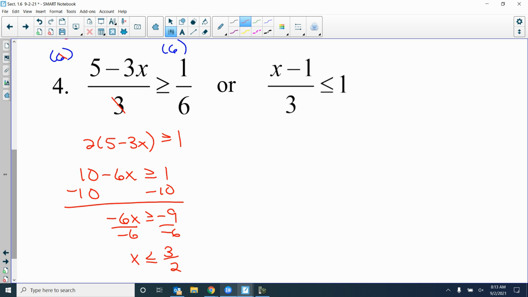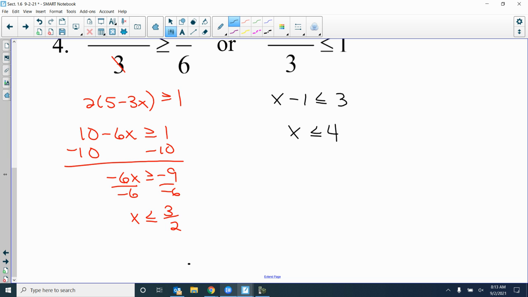Okay. On the other side, multiply each thing by 3. This is a totally different problem. And so that'll cancel. Your x minus 1 is less than or equal to 3. Add 1. It looks like I get x is less than or equal to 4. Want to add that one. So I get x is less than or equal to 3/2. X is less than or equal to 4.